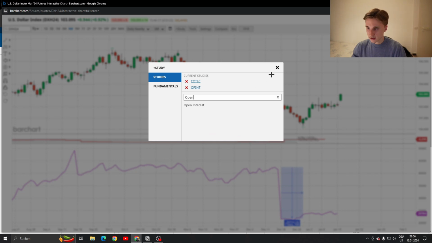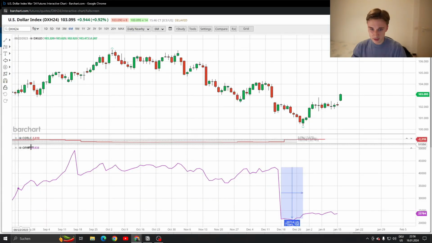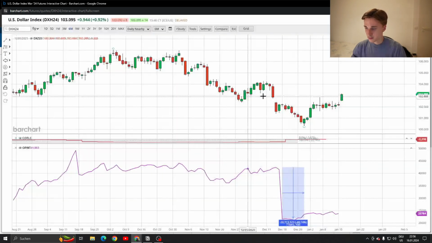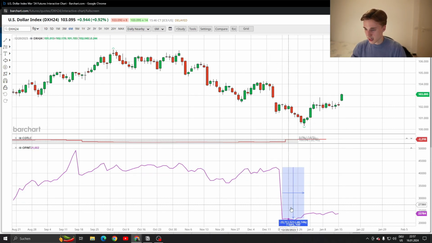Click on that, and then you will have something like this. You have the open interest. You can choose the thickness of the line, the color, and everything, but I just leave it on default, it doesn't matter. But as you can see, the open interest rapidly declined a few weeks ago, by 50%. And 7 days after that, we saw the low formed inside the marketplace.